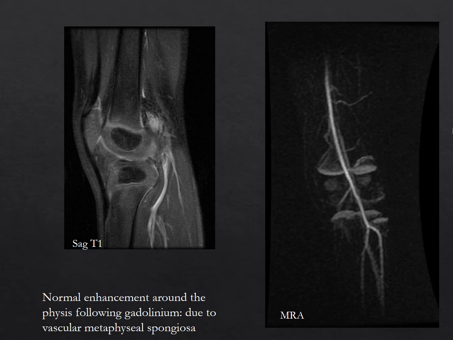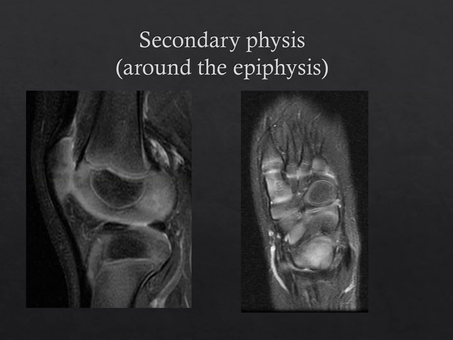After contrast administration, there is enhancement around the physis, thought to be predominantly due to the vascular metaphyseal spongiosa. There is also a secondary physis, which is a circular structure around the epiphysis and has a similar layered appearance, although this is not usually as visible as at the primary physis. The secondary physis allows an epiphysis to enlarge in a circumferential direction. Carpal and tarsal bones are considered epiphyseal equivalents and also have a circular physis surrounding them, allowing them to enlarge circumferentially.